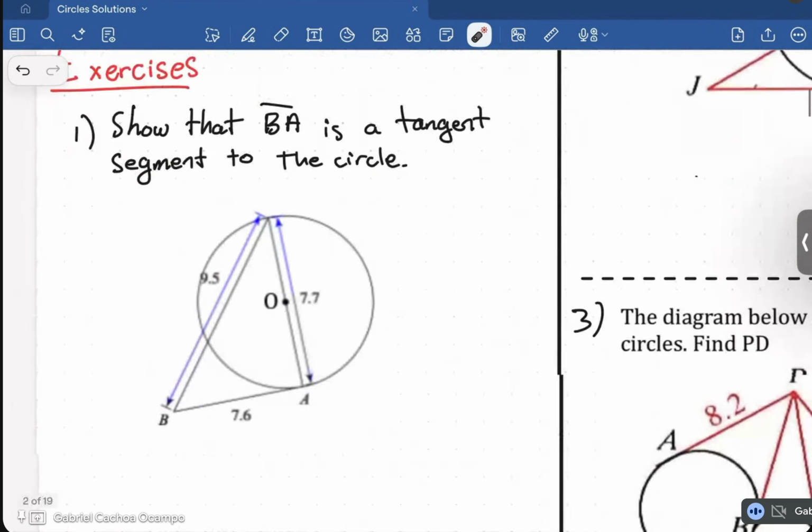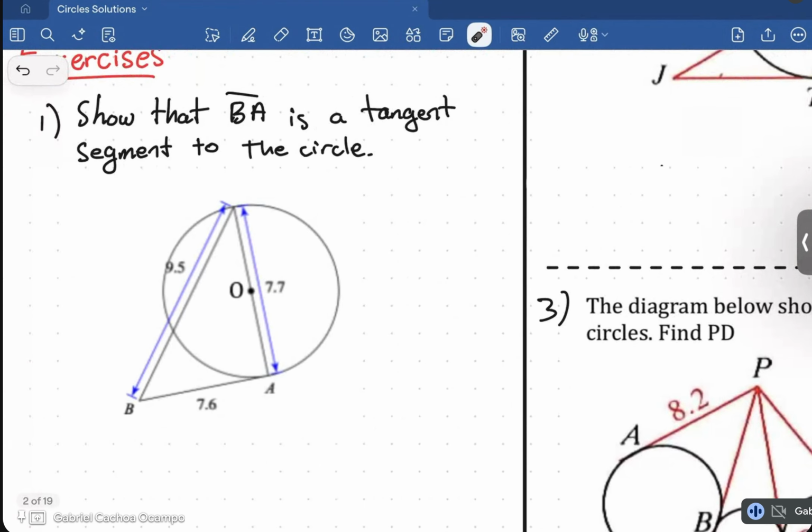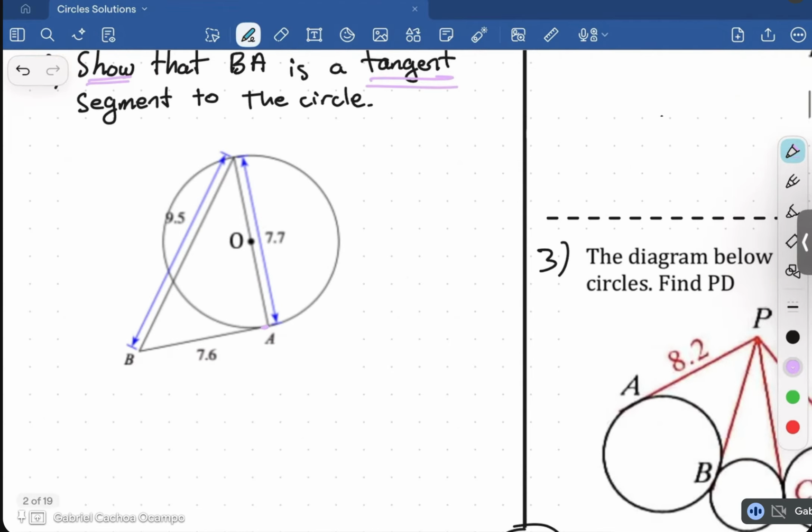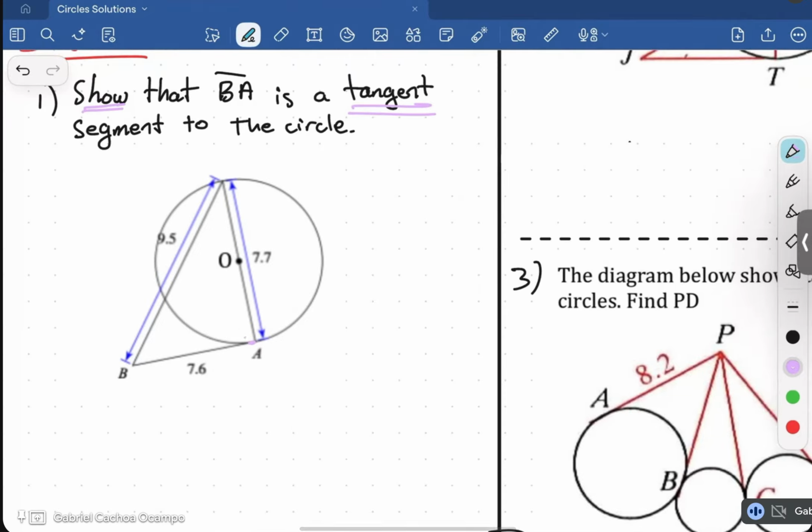Okay, starting with this one. Show that BA is a tangent segment to the circle. How do you show that something is a tangent? You can say, oh, it is obvious because it is only intersecting in 1 point. But if you want to show it, the way of arguing this is that this is a tangent only if this is a 90 degree angle. Now, if this is a 90 degree angle, that means that this purple triangle is a right triangle.